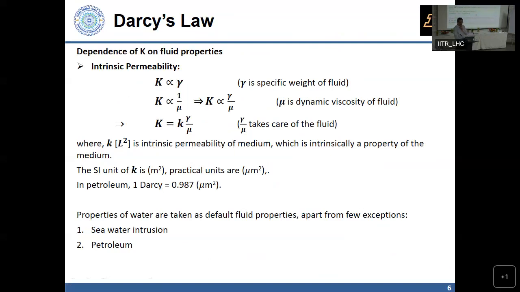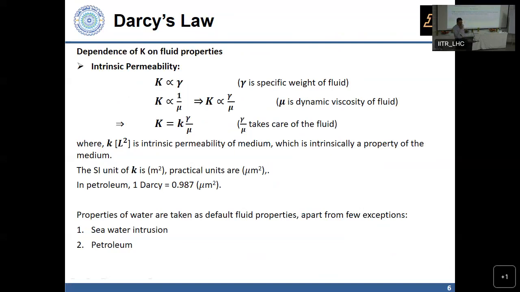You will need to worry about properties changing, as was talked about earlier, if we talk about saltwater intrusion in coastal aquifers. So if salt water is mixed in the water, its density will be significantly different, and so some of its properties are different. If your fluid is not water, if it's any other contaminant, or if it's petroleum or some other fluid, then of course gamma and mu will change.